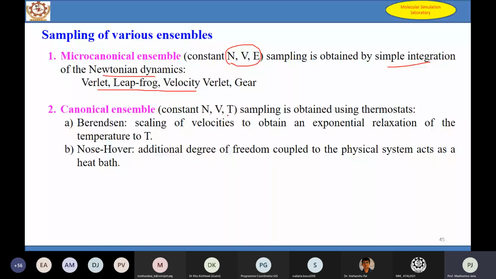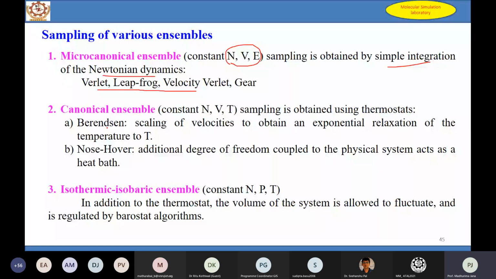Already, how you can do so, I have mentioned. And then you have the constant NPT ensemble also. So you can do an NPT ensemble simulation, an isothermal, isobaric ensemble. Here the volume of the system is going to fluctuate. This is basically regulated by the several barostat algorithms, as I mentioned earlier.